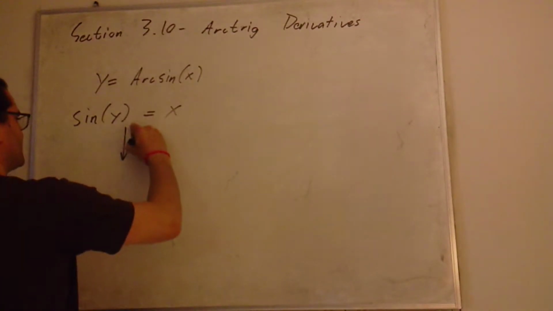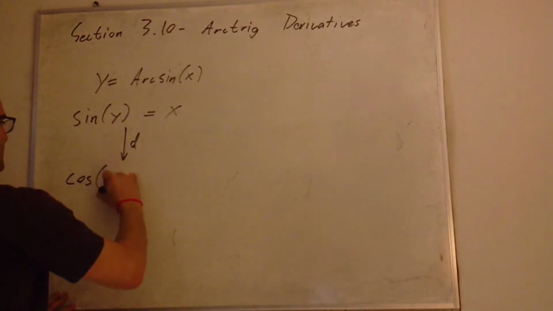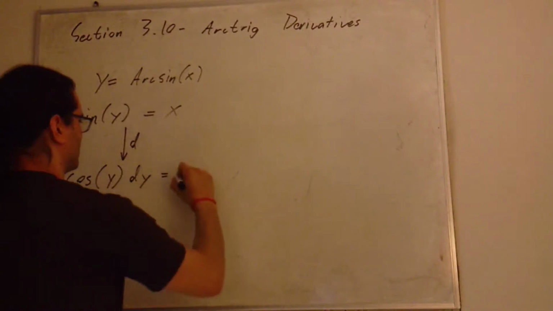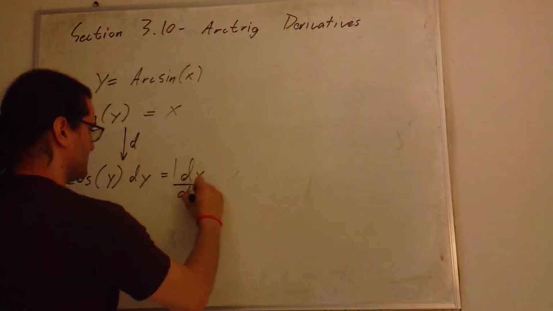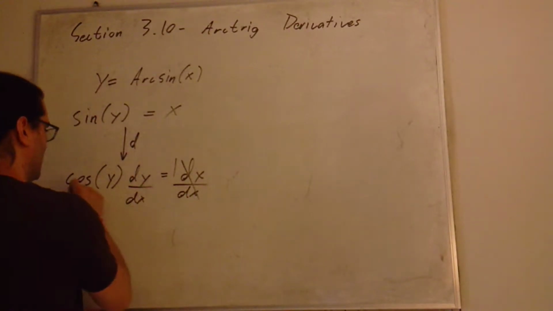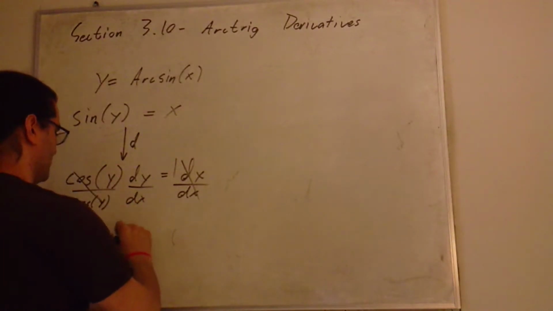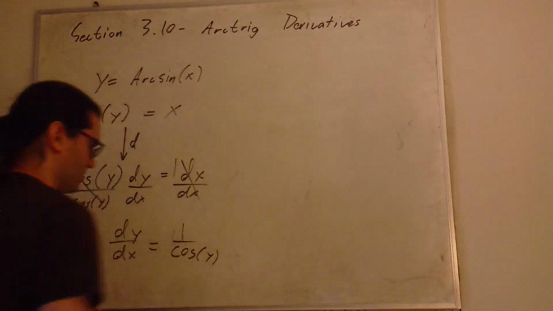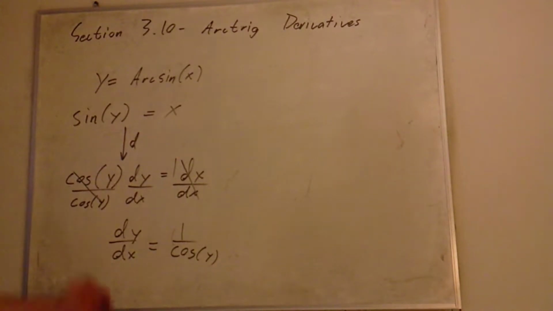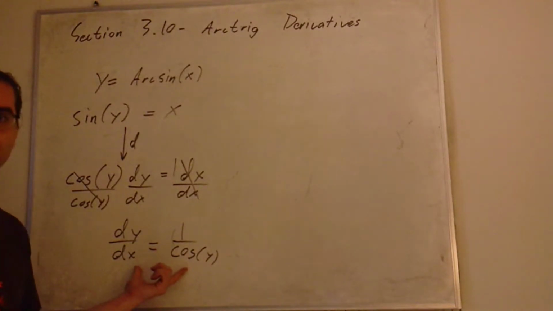Let's see what we get. The derivative of sine is cosine. So this will be a cosine y dy. This will just be a dx. I'll call it 1 dx. I need to divide by the dx's, and I need to divide by the cosine of y. So I will end up with dy dx equals 1 over cosine y. So, at a glance, it looks like we have a derivative nicely packaged for us.